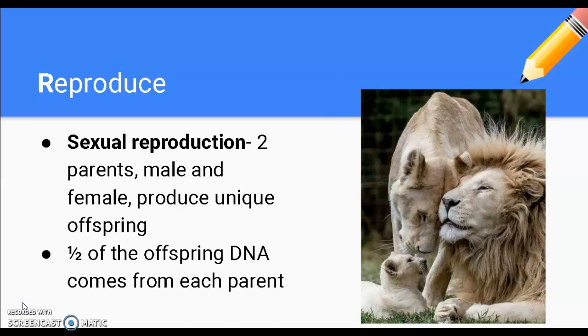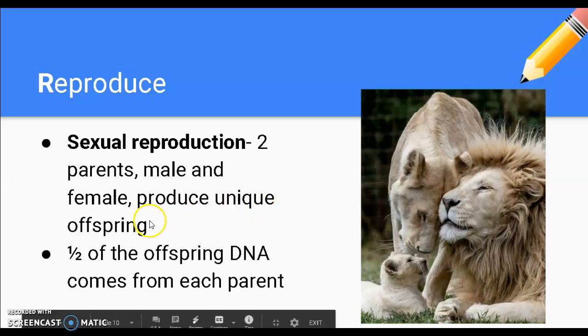There are two types of reproduction that organisms can do. The first is sexual reproduction. This involves two parents, a male and a female. The male produces a sperm cell and the female produces an egg cell. And the egg and sperm will combine together in order to produce a genetically unique offspring. And half of the DNA from that offspring will come from each parent.